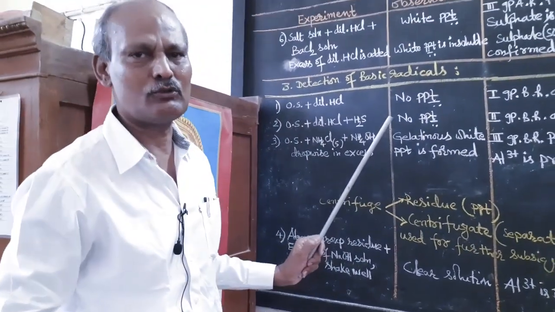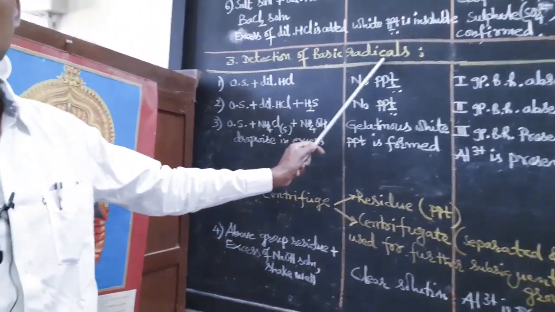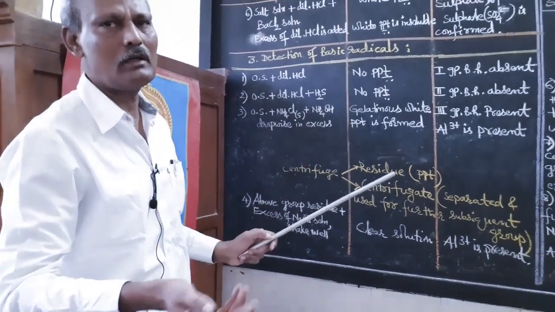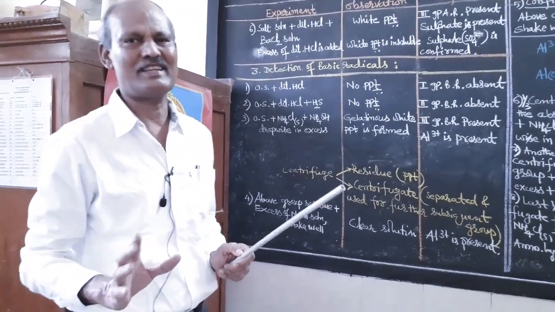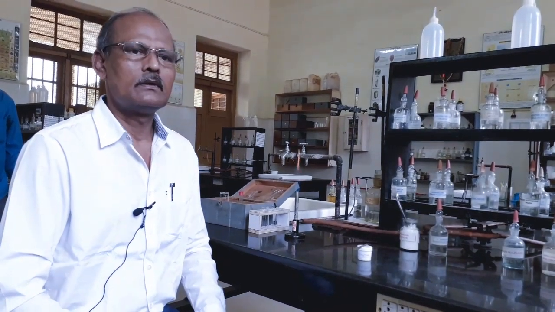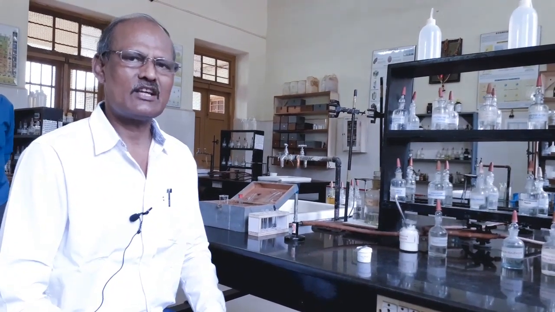Now, we shall proceed to the detection of basic radical. I am going to demonstrate the detection of basic radical, and along with the demonstration, I am going to explain it. Basic radicals are classified into 6 groups.